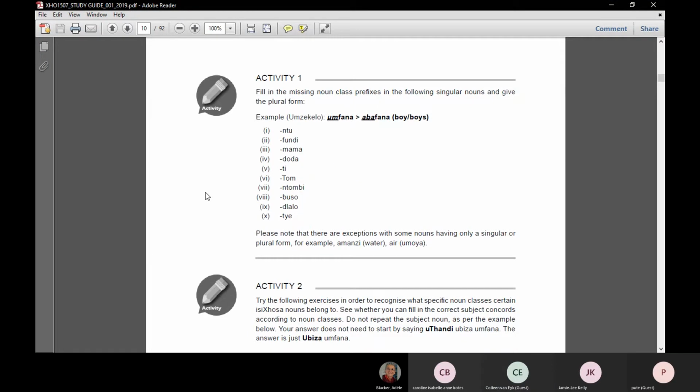Number 5, daughter, man. What's the missing prefix? Udoda. No. Go to class noun number 9. Noun class number 9. Indoda, yes. What's the plural for indoda? Amadoda. Amadoda is correct.